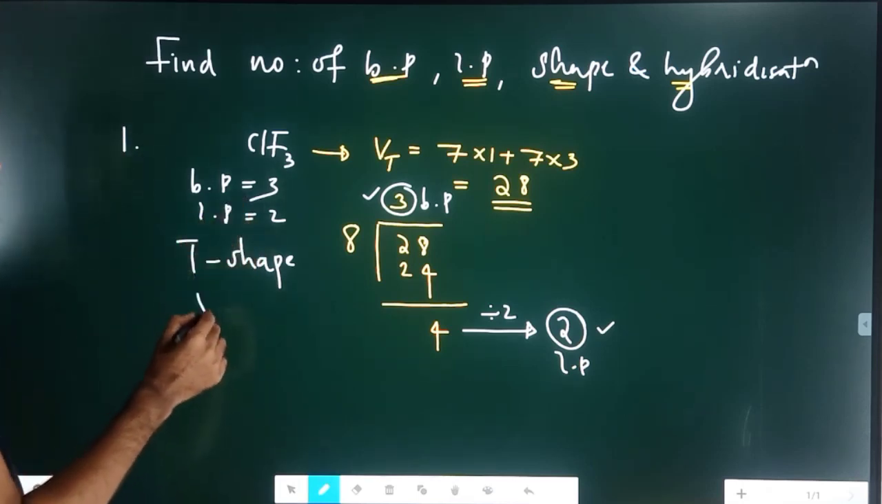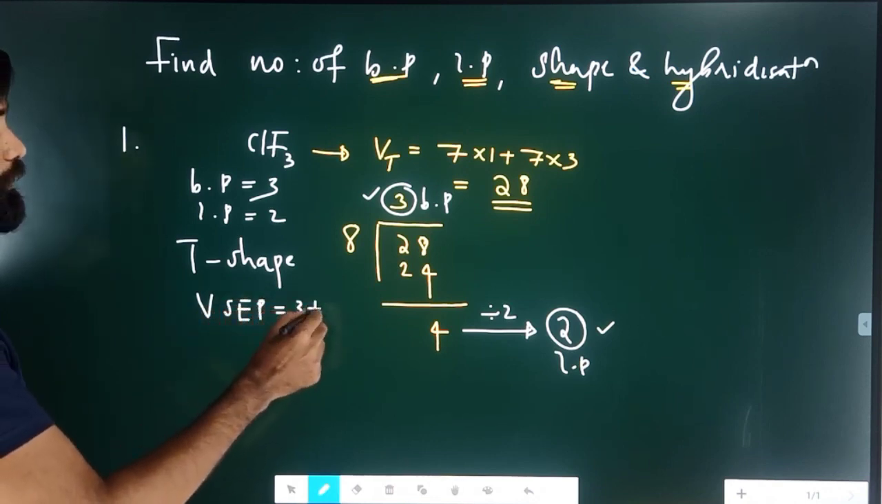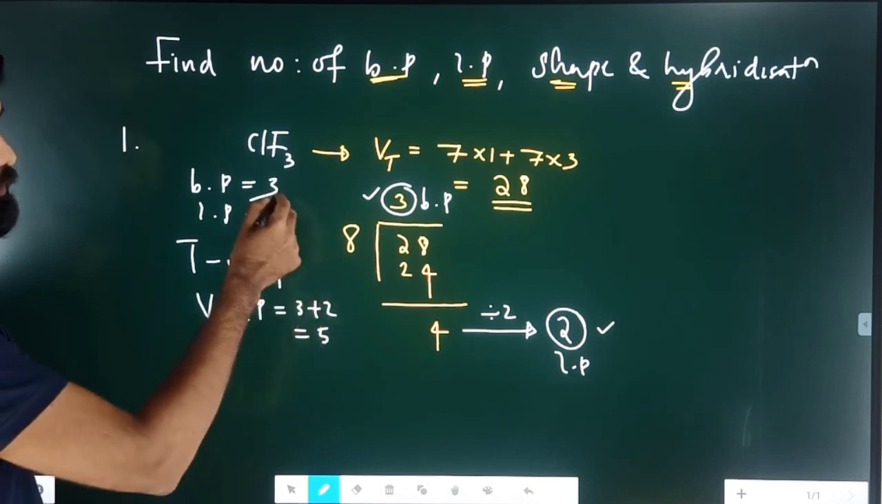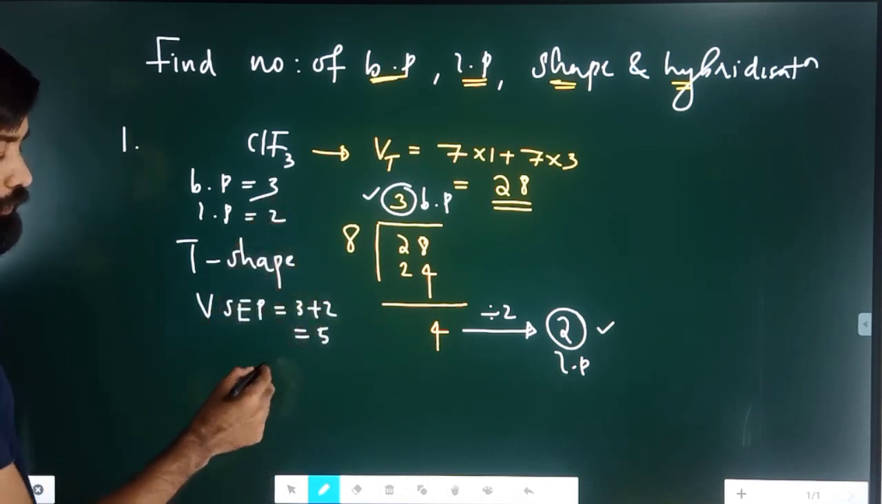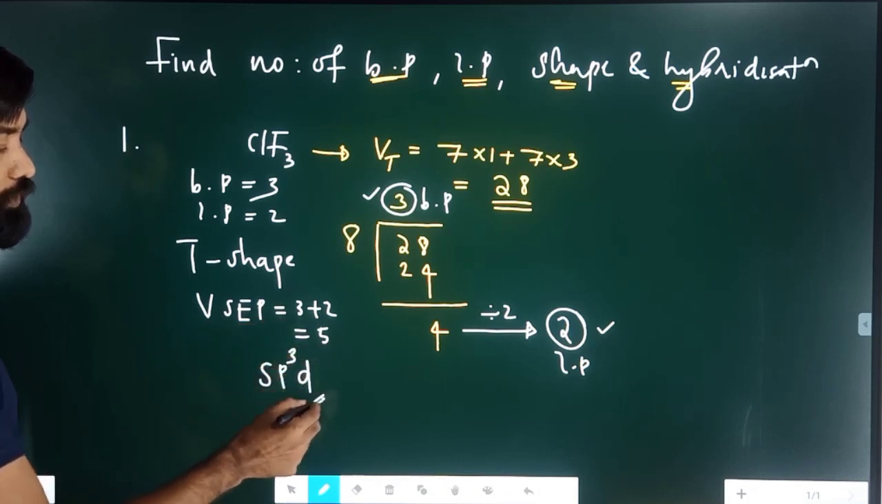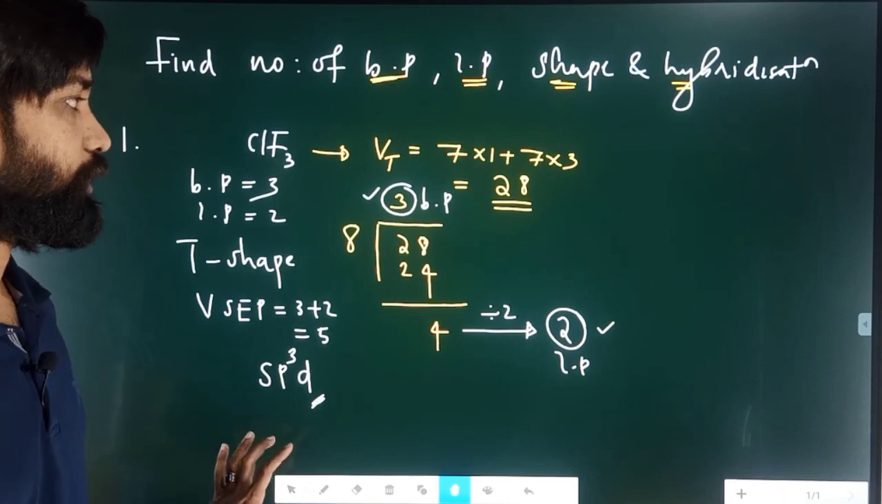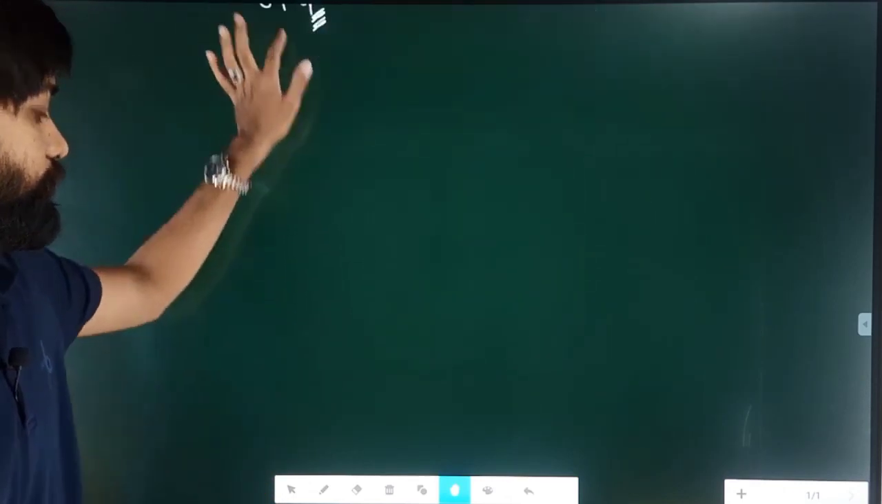Here the total VSEPR number is 3 plus 2. VSEPR number means bond pair plus lone pair, that is 5. So if the VSEPR number is 5, the hybridization is sp3d. So this molecule has a hybridization of sp3d. Is it okay? Move to the next.